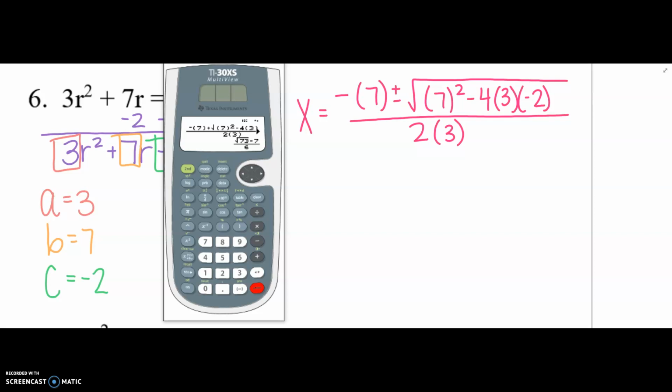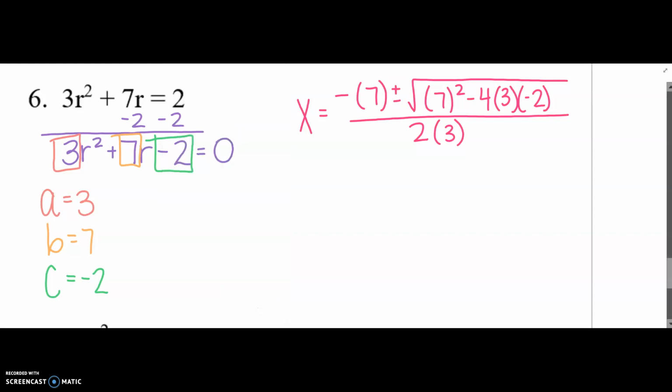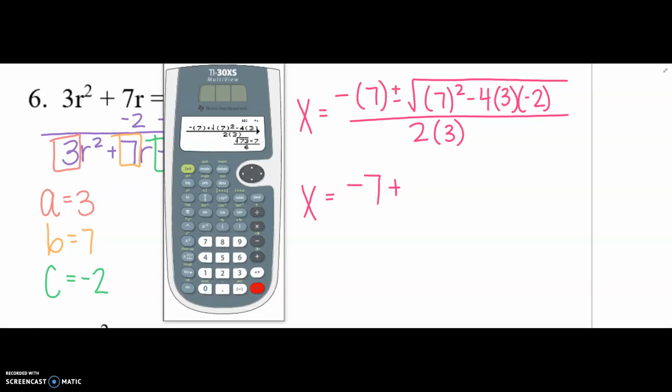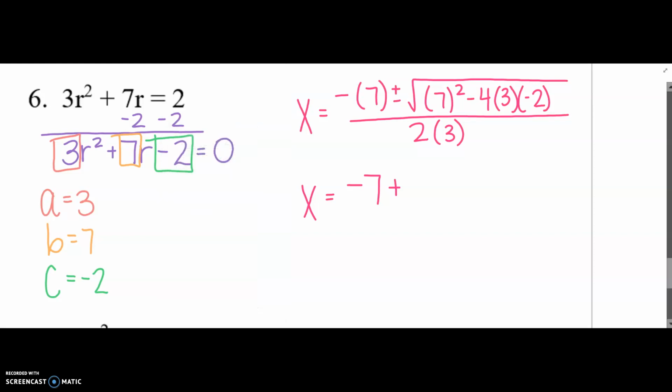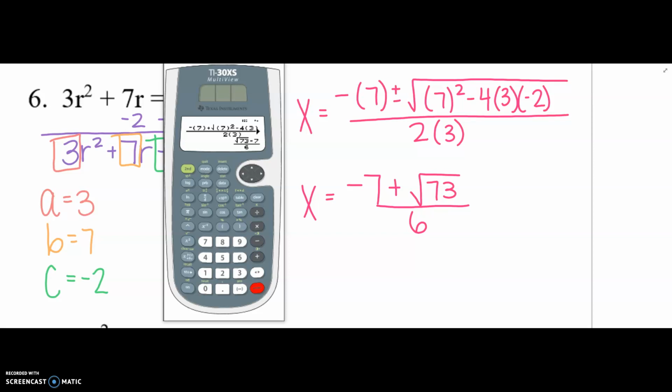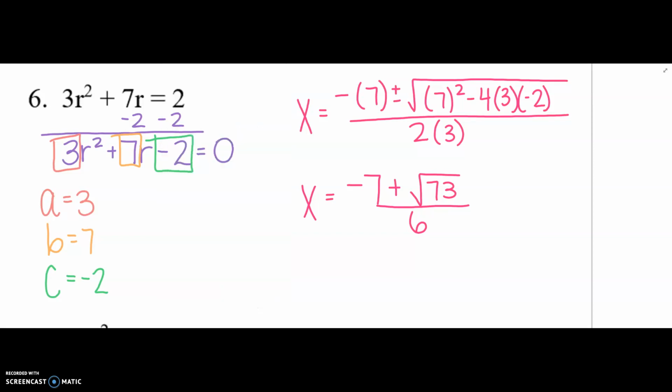But I always write it a little bit differently. I want to put my constant number in front and my square root in the back. So I have x equals -7 plus the square root of 73 over 6. The only thing that I switched was the -7 and 73. I just changed the order so that you can make sure that you're not getting your square roots and your constant numbers mixed up.